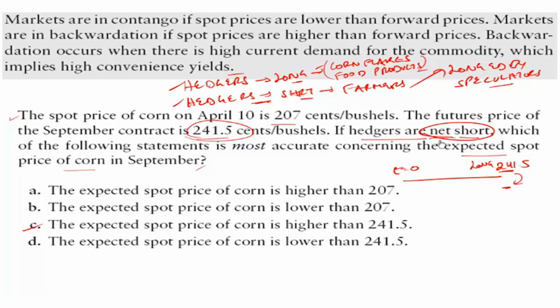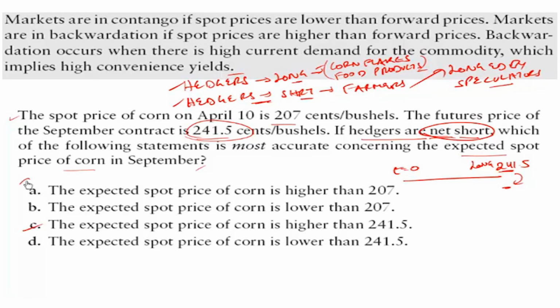So if hedgers are net short, the expected spot price at maturity will be slightly higher than the agreed upon forward price, ensuring a slight profit for the speculator, because the speculator will come to help you out only if he sees a small profit. If hedgers were net long, if there were more corn product companies, then the expected spot price would be slightly lower, because these companies are willing to pay a slightly higher price to fix the contract, so that at least they get the assured supply that they need.